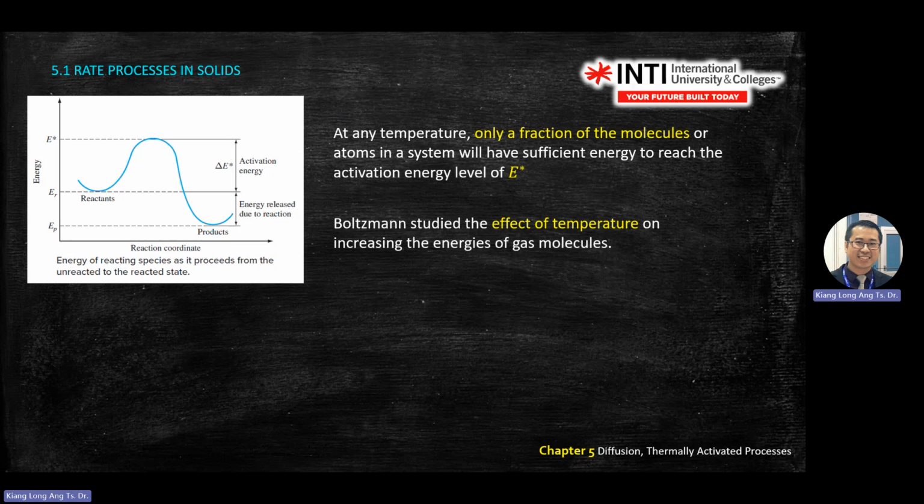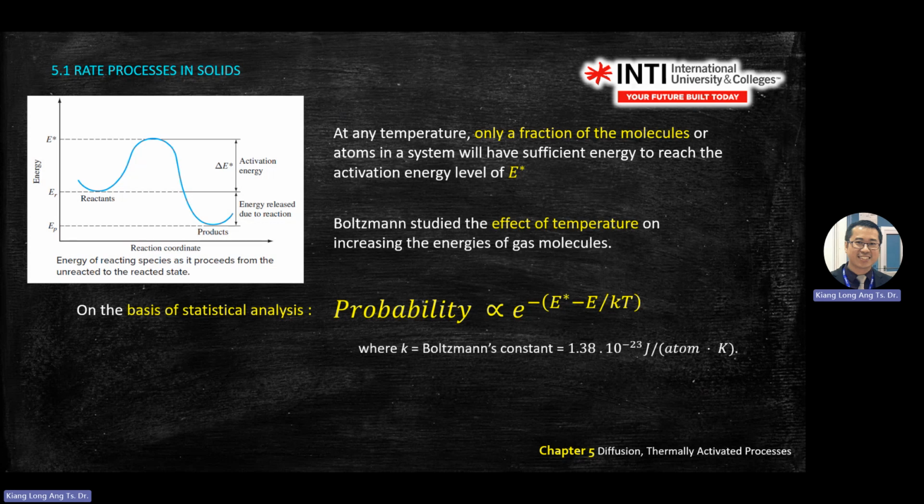In any case, only a fraction, meaning a few percent of the material, will reach E star, the activation energy. So there is a Boltzmann model. He studied the effect of temperature. What happens if you have the molecule? So we have this equation. The probability of having diffusion, or activation energy, is proportional to the exponential of negative E star over kT. Or you write it in the linear equation, there's a k here.